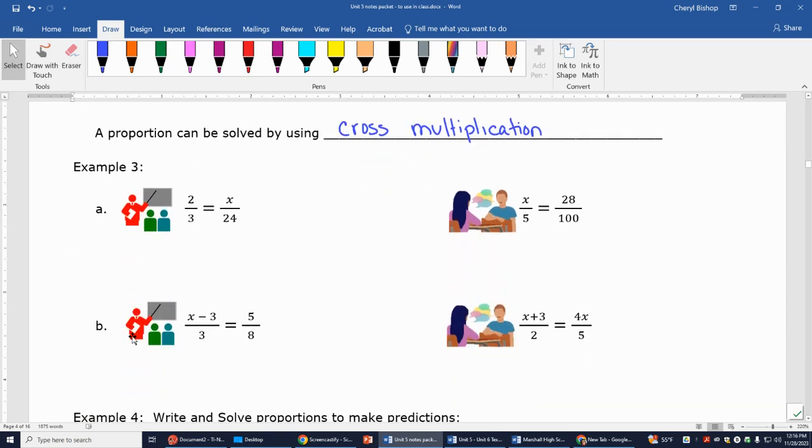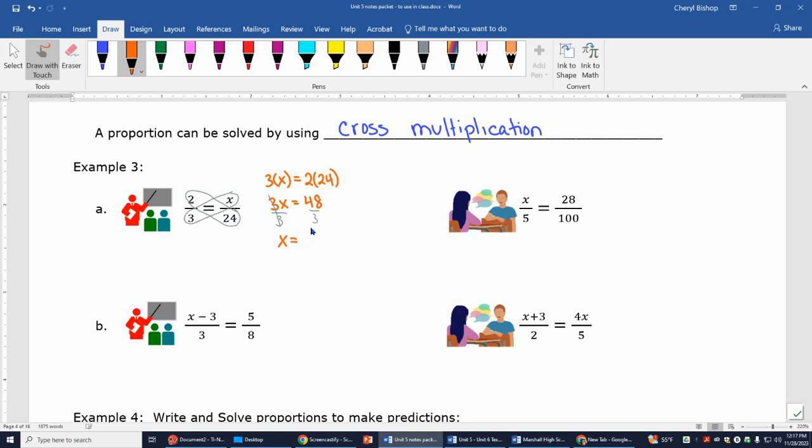Let's practice some cross multiplication. All right, so again, I'm going to cross multiply. I'm going to do 3 times x is going to equal 2 times 24. Three times x is 3x, and that equals 48. Then we'll go ahead and divide both sides by 3, our division property of equality, and x is going to equal 48 divided by 3 is 16.